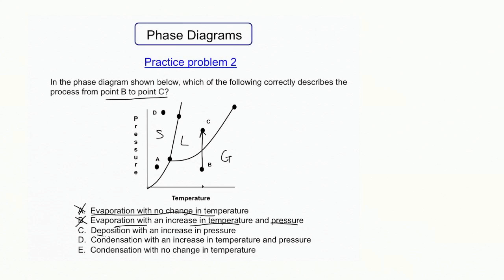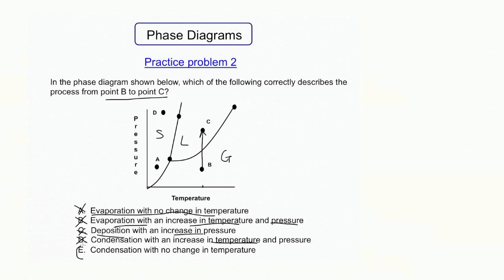And C, deposition with an increase in pressure. Well, pressure is increasing, but is that a deposition? Like we just said, from the gas phase to liquid phase, this is condensation, so C is not right. D, condensation with an increase in temperature and pressure. Well, that's not true because temperature is not changing, so D is not right.